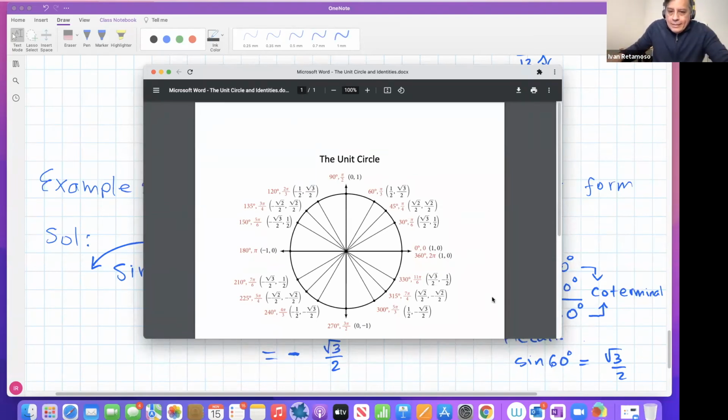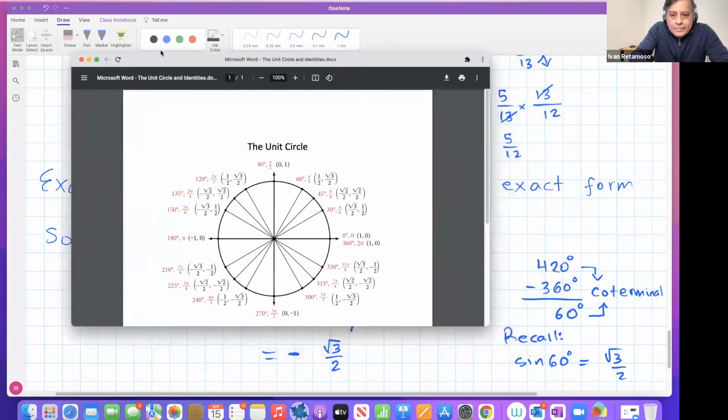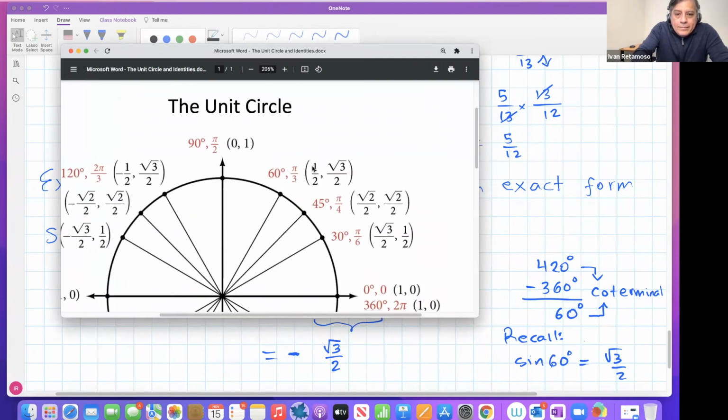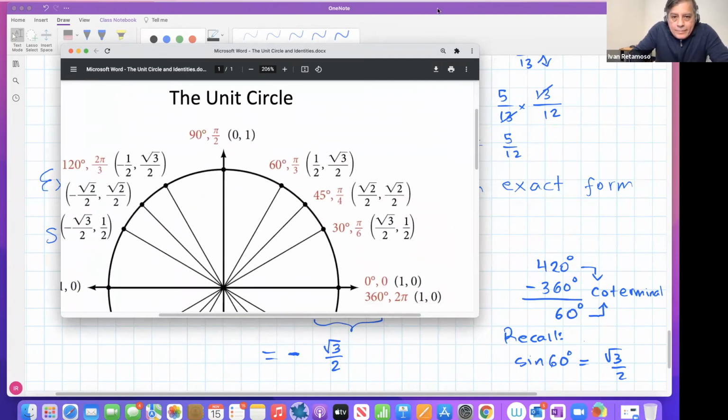This is going to give you sine and cosine of all these special angles. You will see how this works. Let's say right now, I want to get sine of 60 degrees, right? Where is it here? Well, you go to 60 degrees. Remember, the first one is always cosine. The second one is always sine. So I need sine of 60 degrees, right? It is square root of 3 over 2, right?